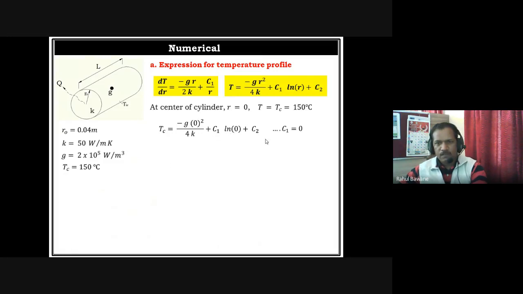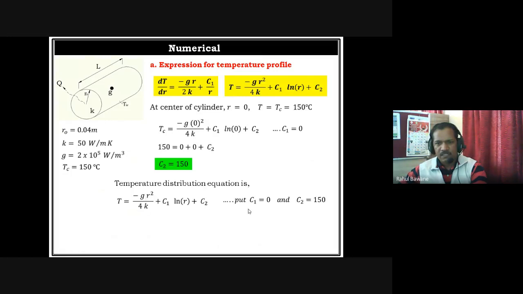So Tc is 150. This whole term becomes 0, plus the center term becomes 0, plus C2. So C2 becomes 150. Now we have both values, C1 is 0 and C2 is 150. Now when we replace these in our temperature profile equation, our final temperature distribution for this particular numerical is T equals minus g r square upon 4k plus 150. This is the answer for the first part, the temperature profile.